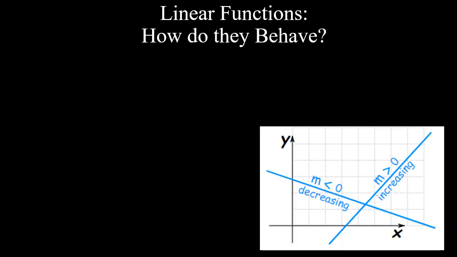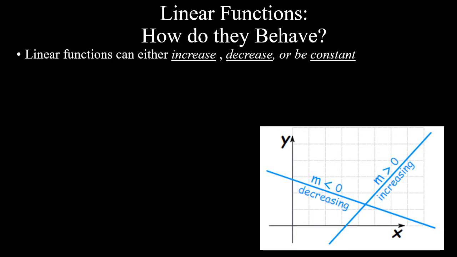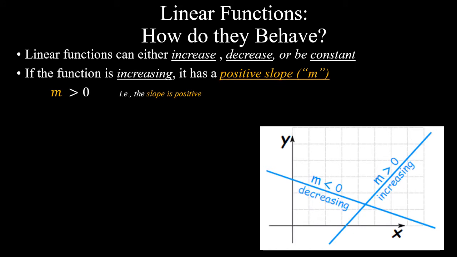So we saw 3 different types of functions this semester, and they all sort of behaved in different ways. So let's talk about how linear functions behave, okay? Linear functions can either increase, decrease, or be constant. How do we know? Well, that just depends on the slope. If the function is increasing, so for example, this line right here, as the input gets bigger, the output also gets bigger. So our line is increasing. That just means we have a positive slope. m is positive. Another way to say that is that m is greater than 0.